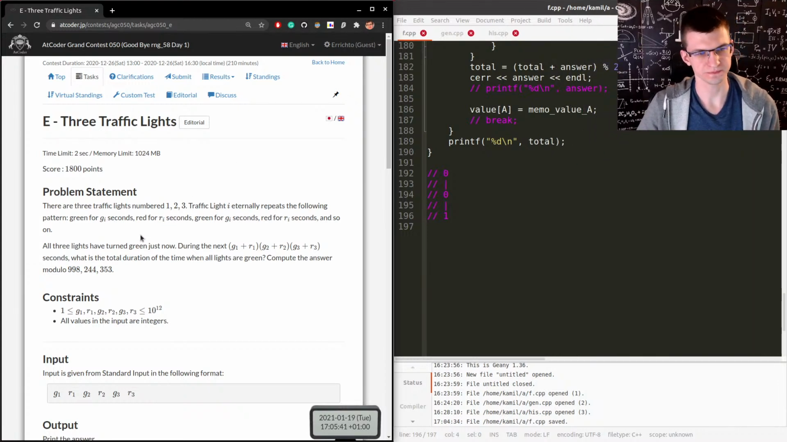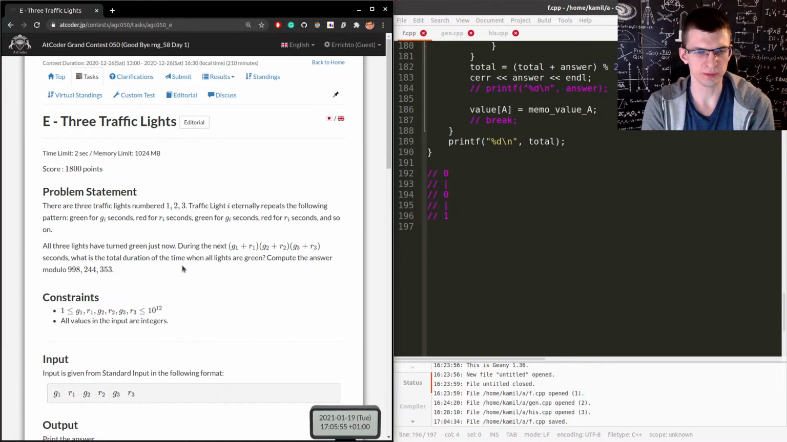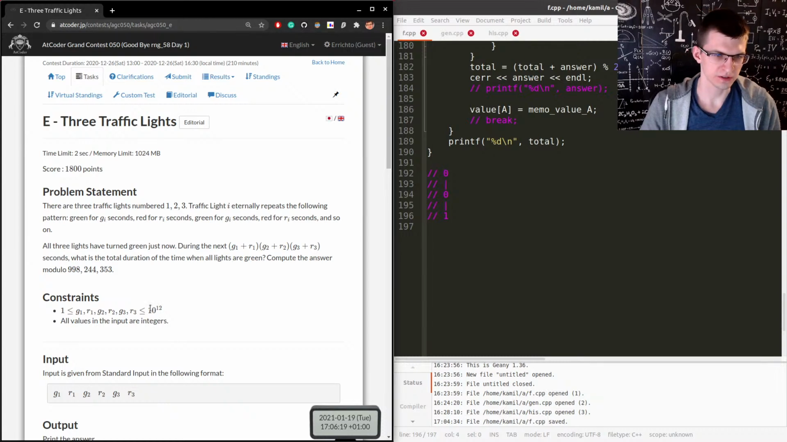get to know the problem. Three traffic lights, numbered 1 to 3. Traffic light i eternally repeats the following pattern: green for G_i seconds, red for R_i seconds. All 3 lights have turned green just now. During the next period, what is the total duration of the time when all lights are green? The limits are up to 10^12. We'll first try to solve it for up to 10^6.